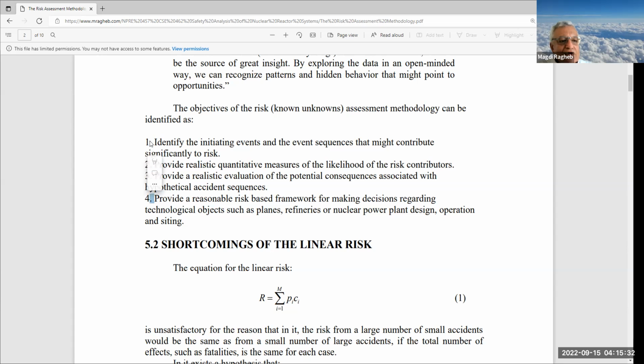Now, here we assess the risk, we identify the risk. That's why we call it PRA. PRA stands for probabilistic risk assessment. This 4 here becomes risk management, which is another field of science and engineering, part of what we call system analysis or operations research. All right, so let's go on.